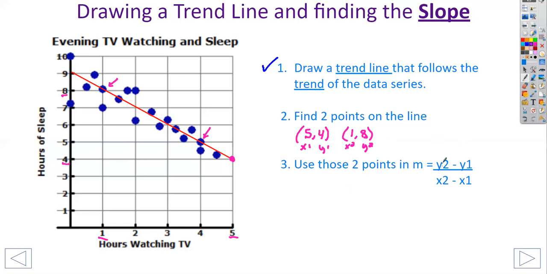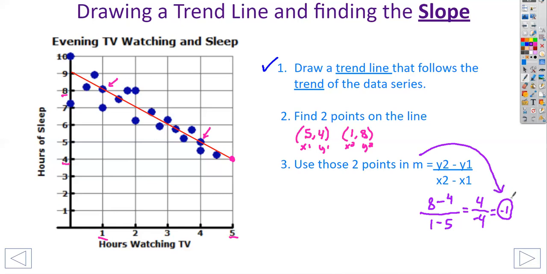So the first number I'm using is y2, which would be 8 minus 4 over 1 minus 5. Now 8 minus 4 is just 4. That's an easy one to solve. And 1 minus 5 is going to be negative 4. Now 4 over negative 4 is just negative 1. Therefore, my slope is negative 1.